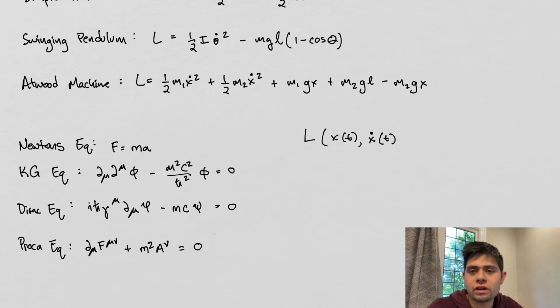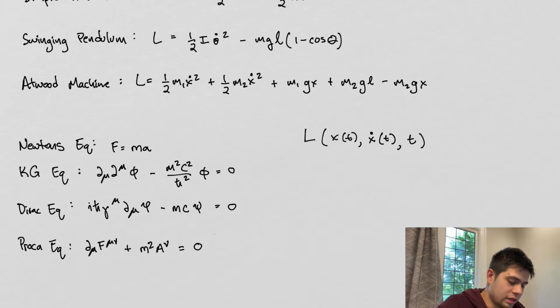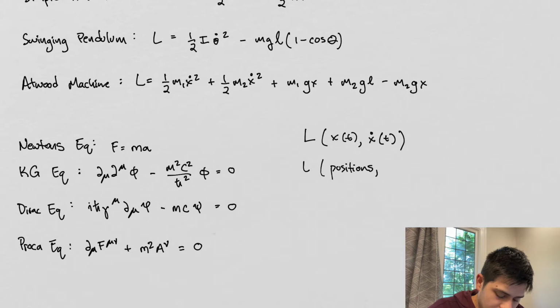And if those 2 things are functions of time, then time is also going to show up in the Lagrangian. It doesn't explicitly show up like it does in these examples. So oftentimes what you'll see is that the Lagrangian is kind of just a function of these two. So the Lagrangian is a function of positions and velocities.